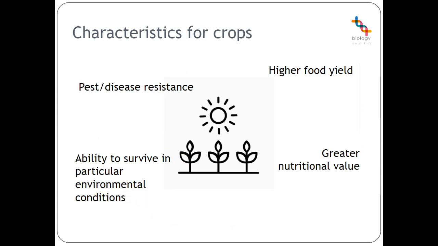Now, when we're looking at producing different plants and animals in this manner, we're looking to select specific useful characteristics. So it might be pest or disease resistance, the ability to survive in particular environmental conditions, ones which produce higher food yields, or ones which give greater nutritional value.